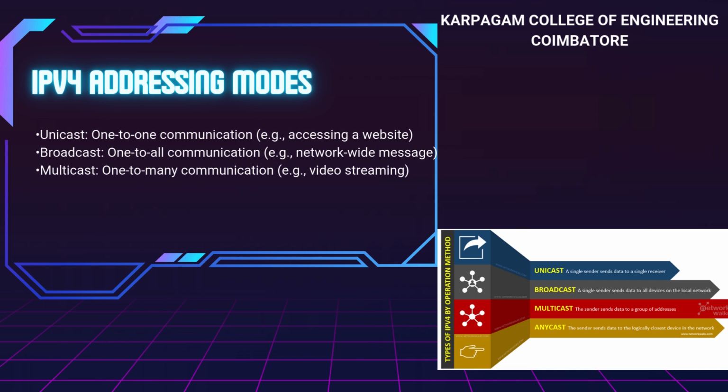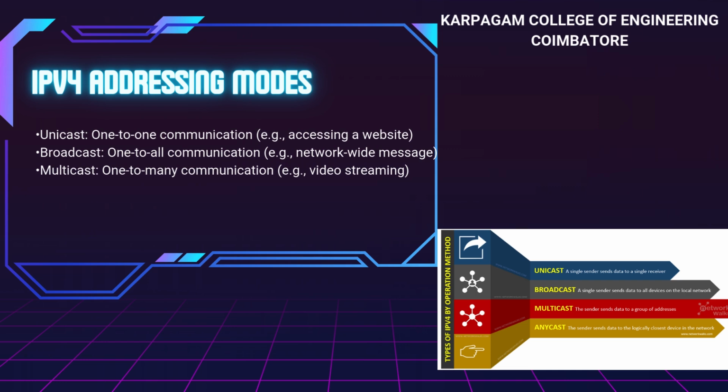Okay. Subnetting is the process of dividing a large network into smaller, manageable subnetworks. This helps effectively allocate IP addresses and improve security. The key concepts used here are the subnet mask, CIDR notation, and subnet calculations. These determine how many bits are allocated for the network and the host.